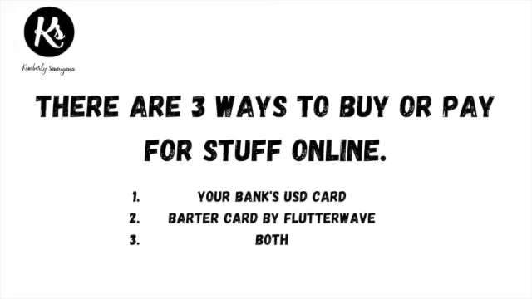Another way you can do this is by doing both. So you can have a domiciliary account and a USD card, but then also have a Barter card in instances where either of them doesn't work. So let's get on to it.